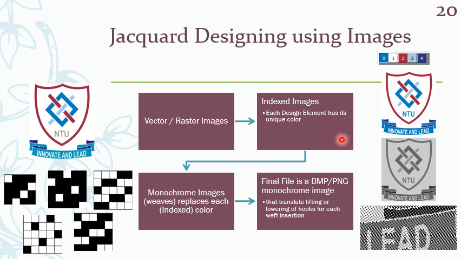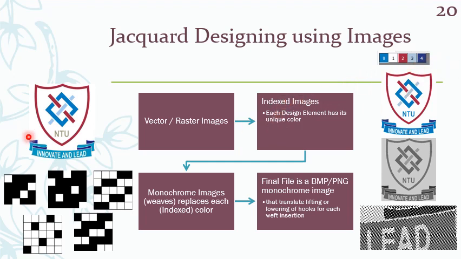So in the last slide, I will just tell you how Jacquard designing is actually done by using images. For example, we can have any information of a design, for example a logo or some writing or some graphical images that can be in the form of a vector or a raster image. For example, here I have the university logo, a raster PNG image. So the first step is we define how many colors this image should have. So I define this image to have only 5 colors.